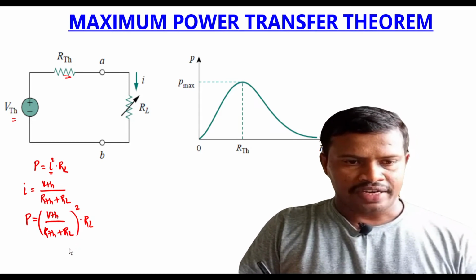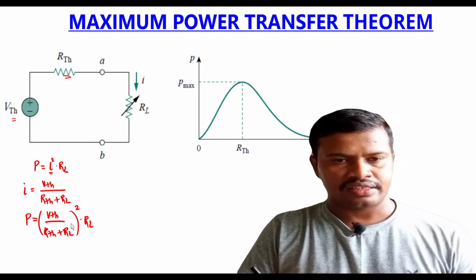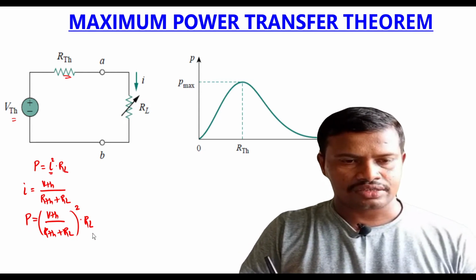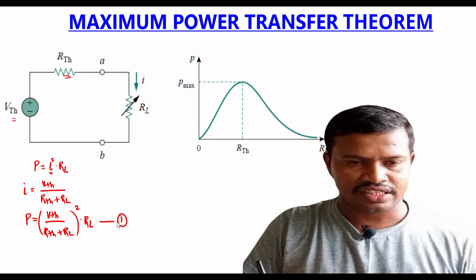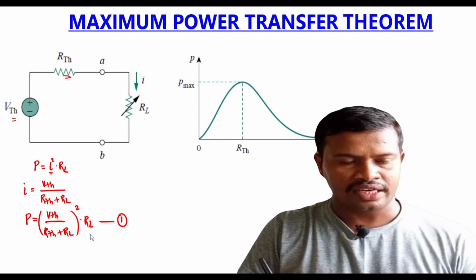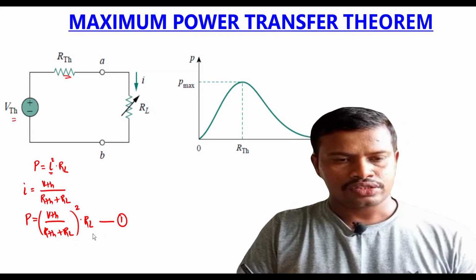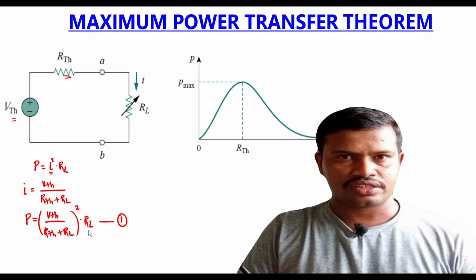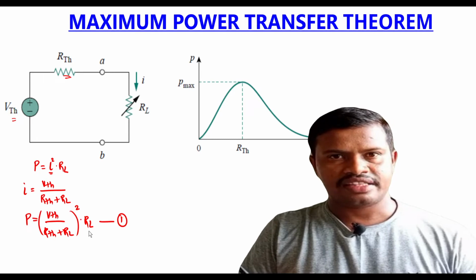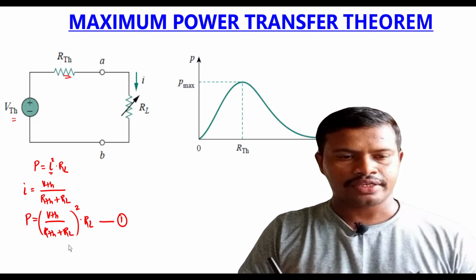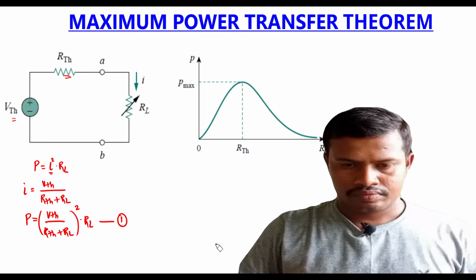Now to find the maximum power delivering resistance, we will differentiate this equation. Let us say this is equation number 1. We will first differentiate this equation with respect to RL, then we will equate it to 0, because whenever we equate the differentiation to 0, at that point there will not be any slope. That is the maximum point of that particular equation.